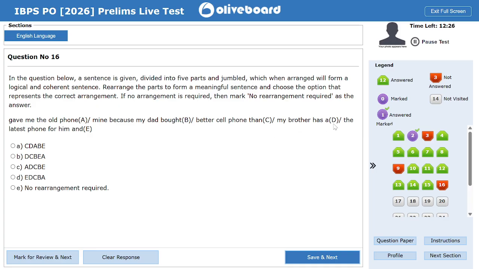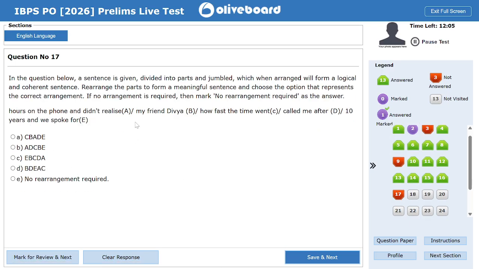My brother has a better cell phone than mine because my dad bought the latest phone for him and gave me the old one. My friend Divya called me after.